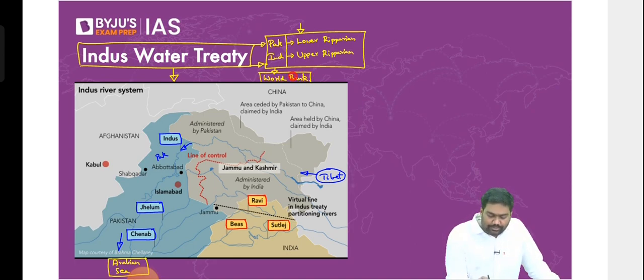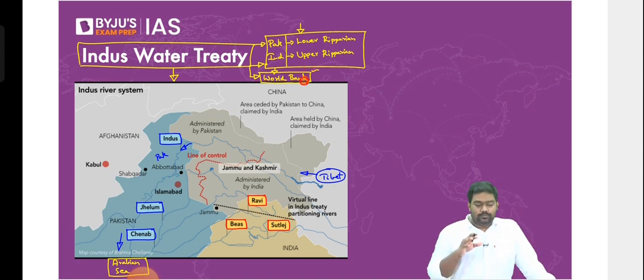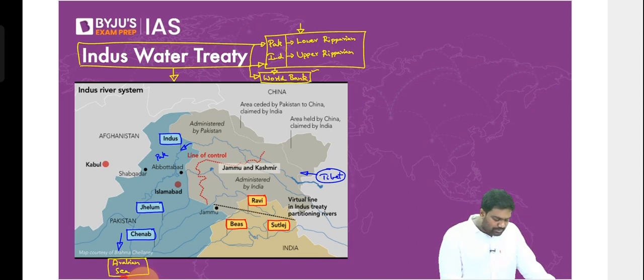Please note down this point. It's very important. The Indus Water Treaty was mediated between India and Pakistan by the World Bank. All right. So the final agreement was accepted by both the sides, and Indus Water Treaty came into being from 1960. Now let's see what the Indus Water Treaty is all about.